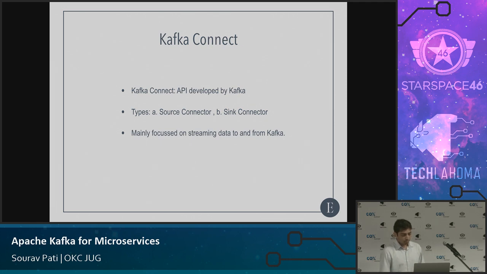The connector is mainly focused on streaming data between Kafka and databases, and you can also write your own connectors. You can build them using the consumer and producer API, but you probably don't want to, because Kafka already created this. Why reinvent the wheel, right?